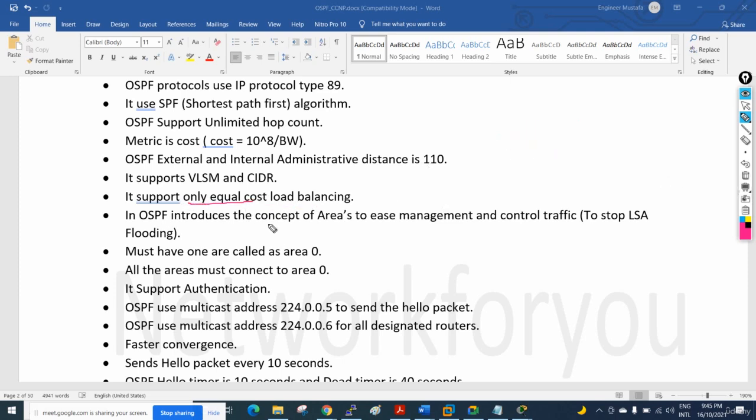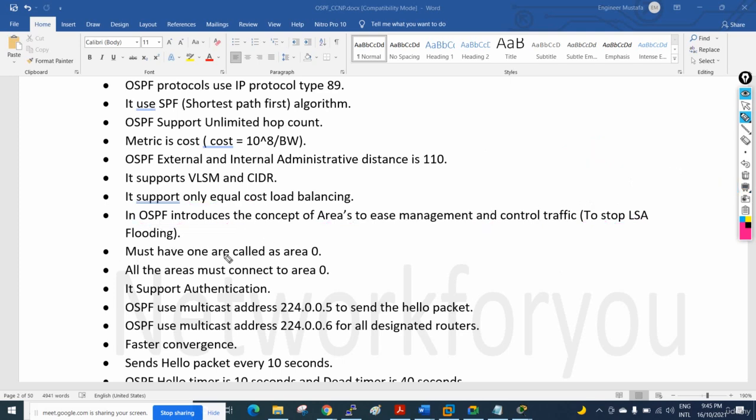And in OSPF, we have the concept of area for easy management and control of traffic, to stop the LSA flooding. We have the LSA, link state advertisement, because one router is going to share its information in the form of LSA, so we would have LSA flooding. So we introduce the concept of area in OSPF. We are going to see what that is.